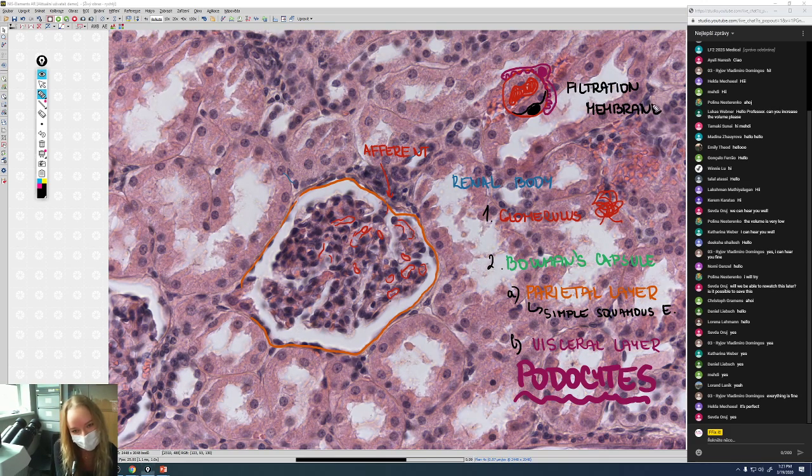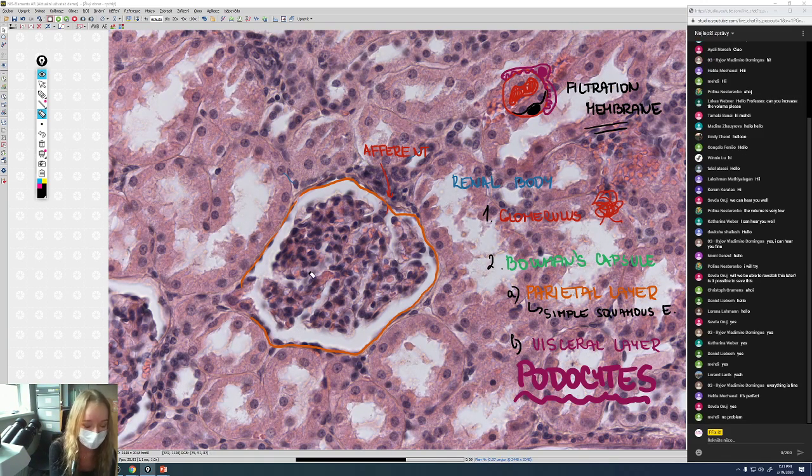The filtration membrane is the structure they're creating together. So the capillary together with the podocyte are creating the filtration membrane that is very important, and we're going to see the filtration membrane in the electron microscopy right after. But we need to distinguish them also in the light microscopy. So how are we going to do that?